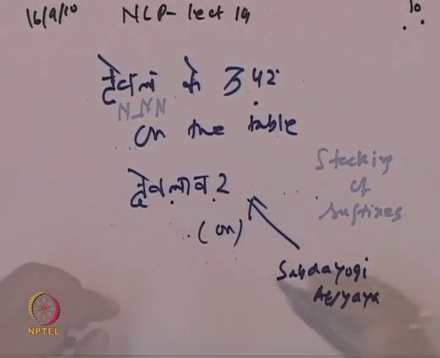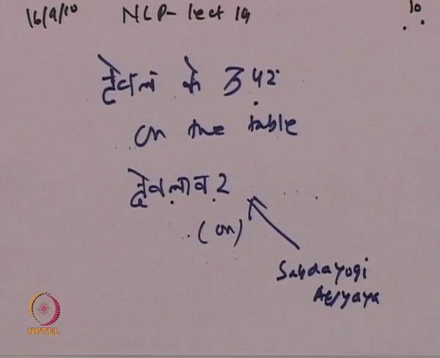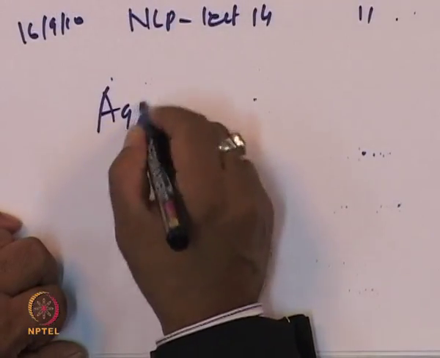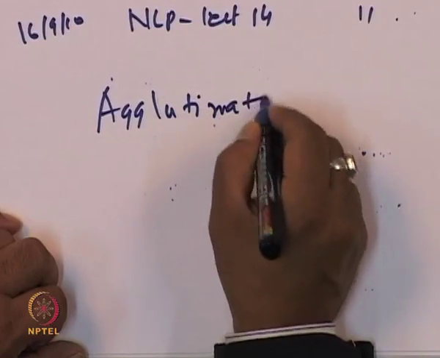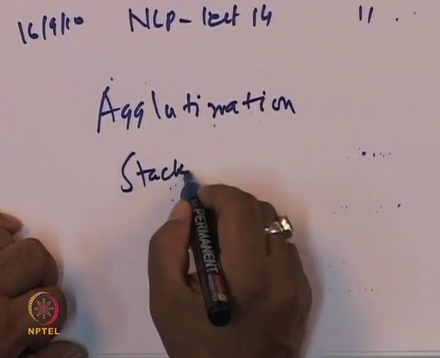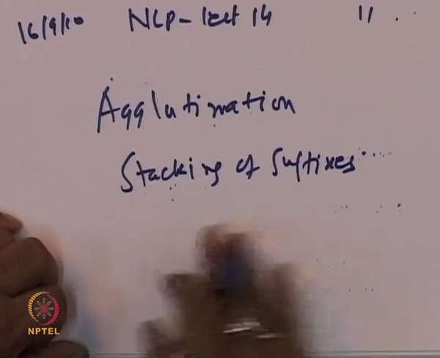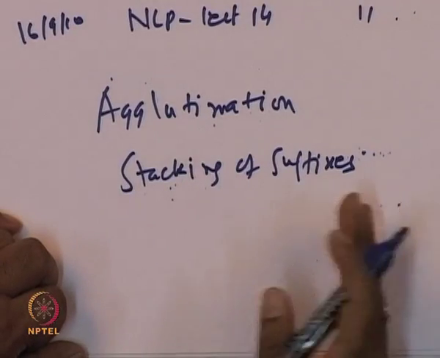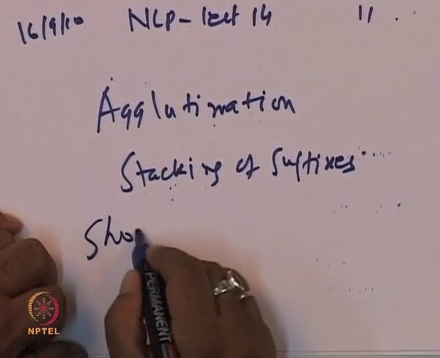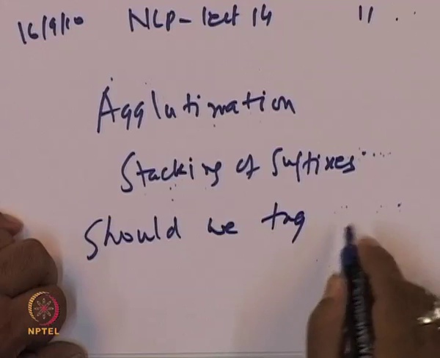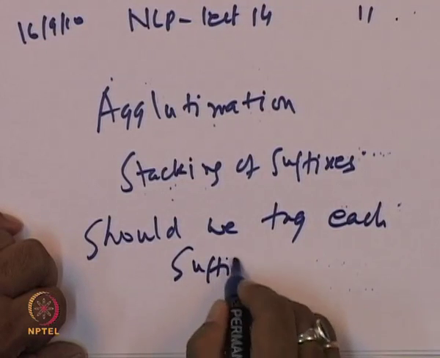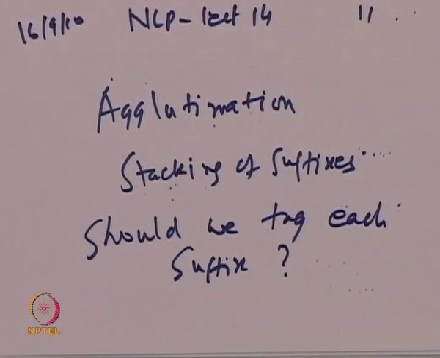Okay. There can be suffix stacking, where a number of suffixes can get attached. So, there is this phenomenon of agglutination, stacking of suffixes, in which case it is important to identify the suffixes separately, but should we tag each suffix? This is an important question which needs careful analysis from the point of view of lower level processing, subsequent processing and so on.